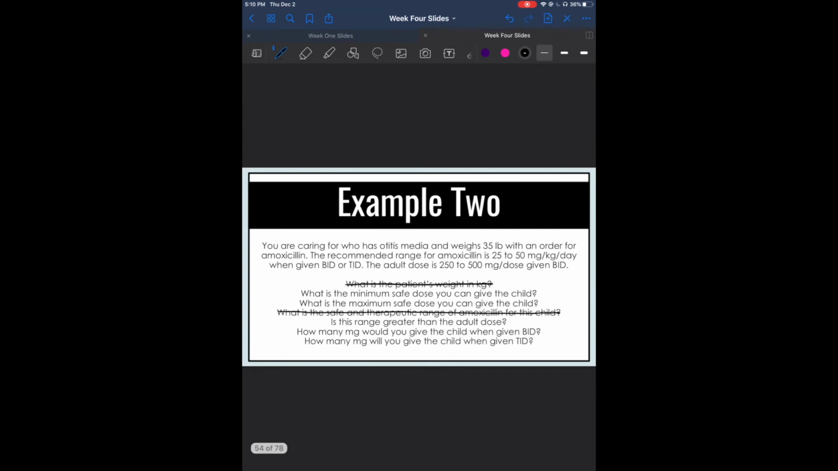So looking at this next example, we're caring for a child who weighs 35 pounds and they've been diagnosed with otitis media, so they're getting amoxicillin. The recommended range is 25 to 50 milligrams per kilogram per day. And then that can be given either BID or TID. And then we also need to know that our adult dose is 250 to 500 milligrams per dose given BID.